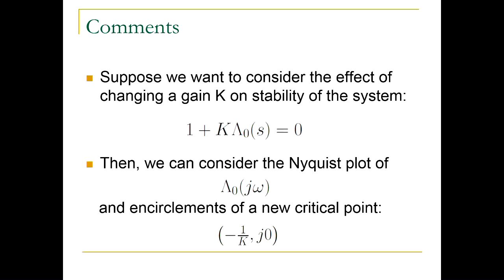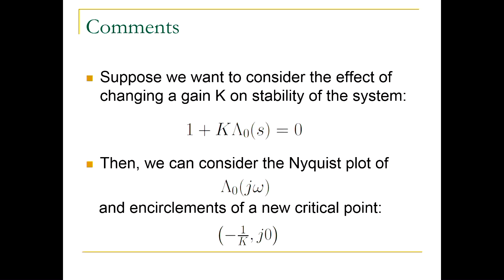You can also think of this differently: you can plot k times lambda 0 and still keep the critical point the same. What would that look like? If you have lambda 0 of j omega, what would k times lambda 0 look like?